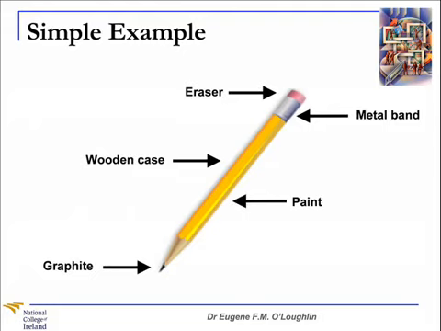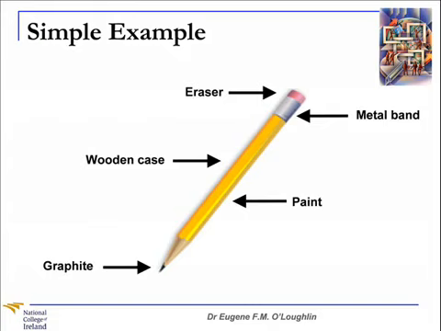So let's take a look at a simple example of a pencil that we are all familiar with. A pencil can be divided up into 5 parts like I've done here. At the tip of the pencil, of course, we have the graphite, whose function is to make marks. We then have the wooden case, and the function of the wooden case is to hold the graphite. Next, we have the eraser at the top of the pencil, and its function is to remove marks. We have a metal band, and its function is to hold the eraser. And the final part is the paint, and its function is to protect the pencil and perhaps improve its appearance or carry a logo or a product name.